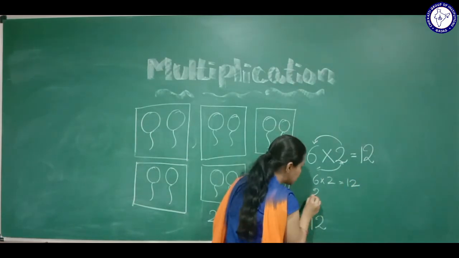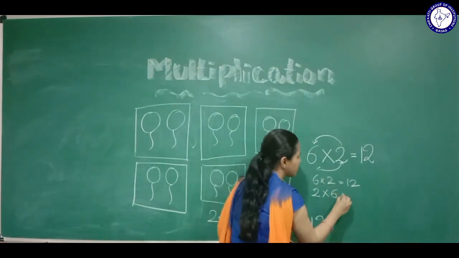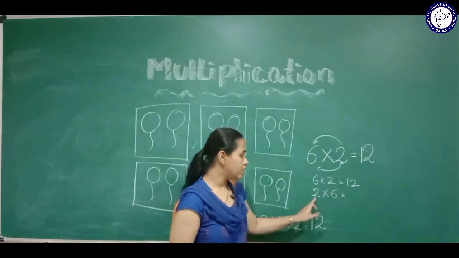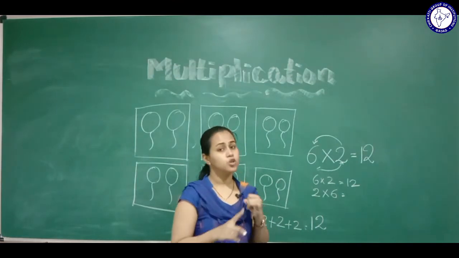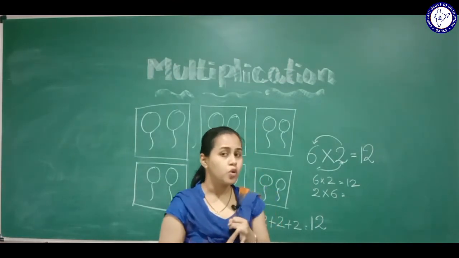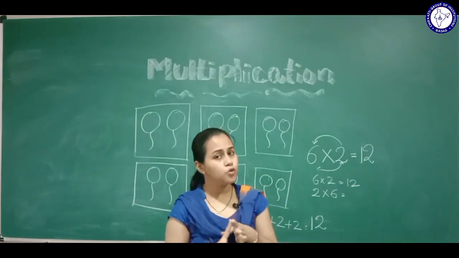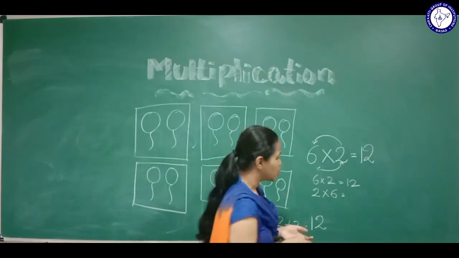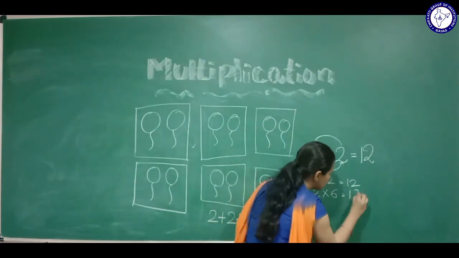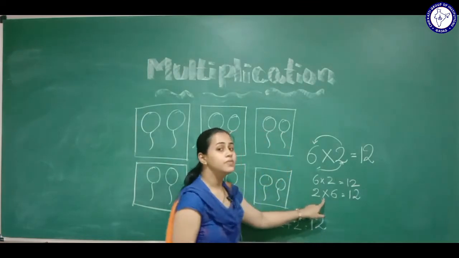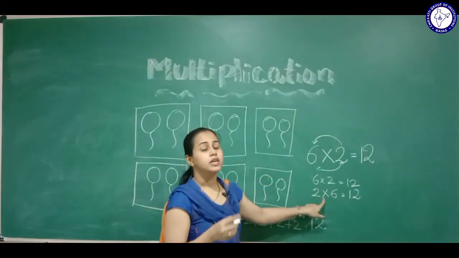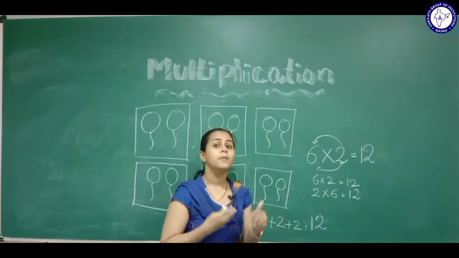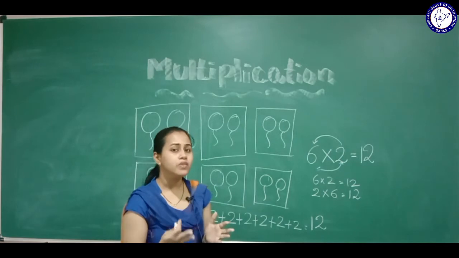If I write 2 into 6, 2 into 6 is also what? 12. Can we count table 2? 2 ones are 2, 2 twos are 4, 2 threes are 6, 2 fours are 8, 2 fives are 10, 2 sixes are 12. You have seen this multiplication while writing tables. So we are multiplying, and the same number we are adding.